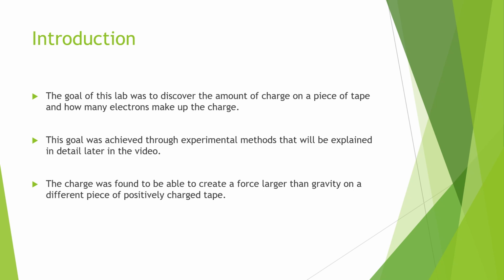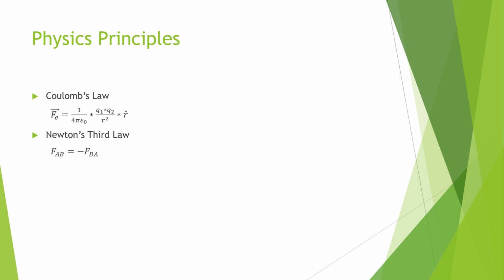The charge was found to be able to create a force larger than gravity on a different piece of positively charged tape. The physics principles. The first one is Coulomb's law, which is the force of the electricity equals 1 over 4 pi epsilon naught times the charge of the first object times the charge of the second object over the magnitude of the distance squared times the direction of the distance. And then Newton's third law, which is a force of A on B is equal to the opposite force of B on A.